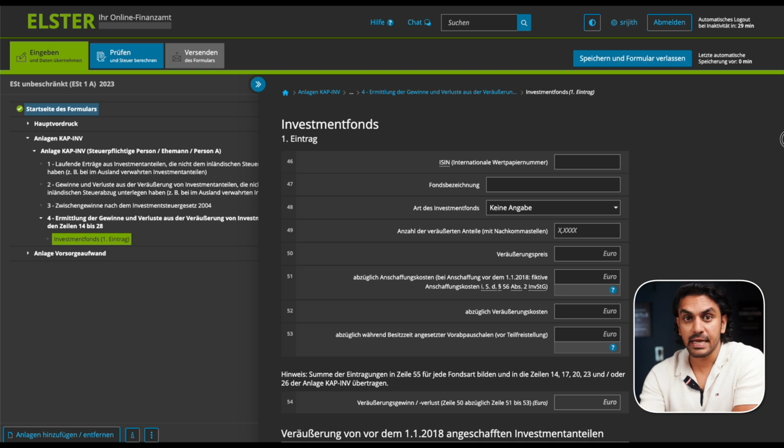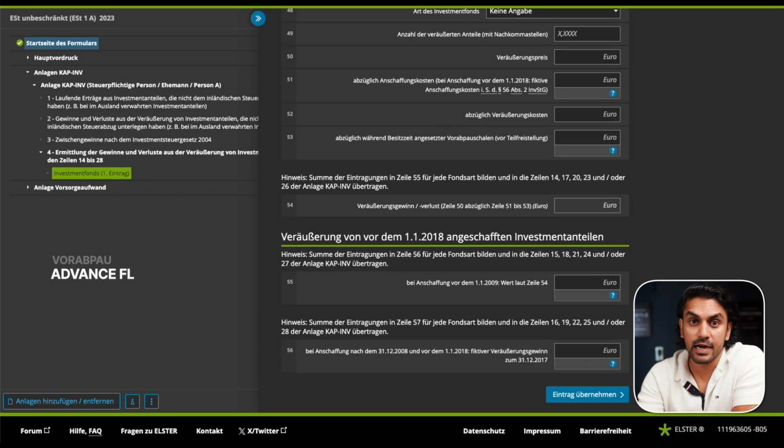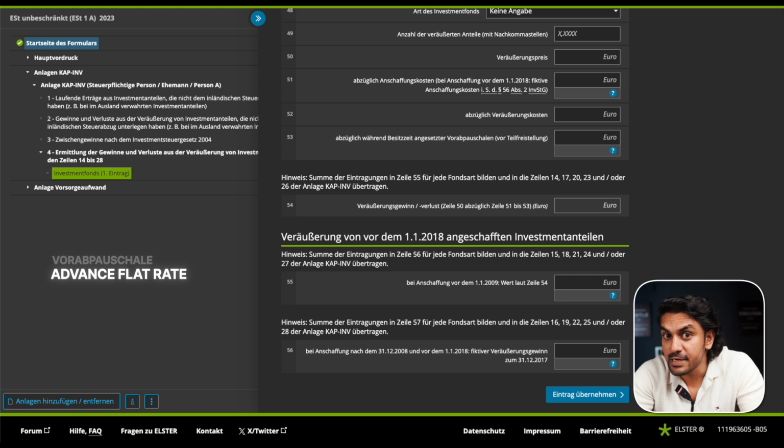Now, line 53 is about Vorabpauschale, or advance flat rate. I will talk a little bit about this since this is relevant from tax year 2023. This was a system which was introduced in 2018 as an advance tax on unrealized capital gains to close certain tax loopholes and simplify the process.